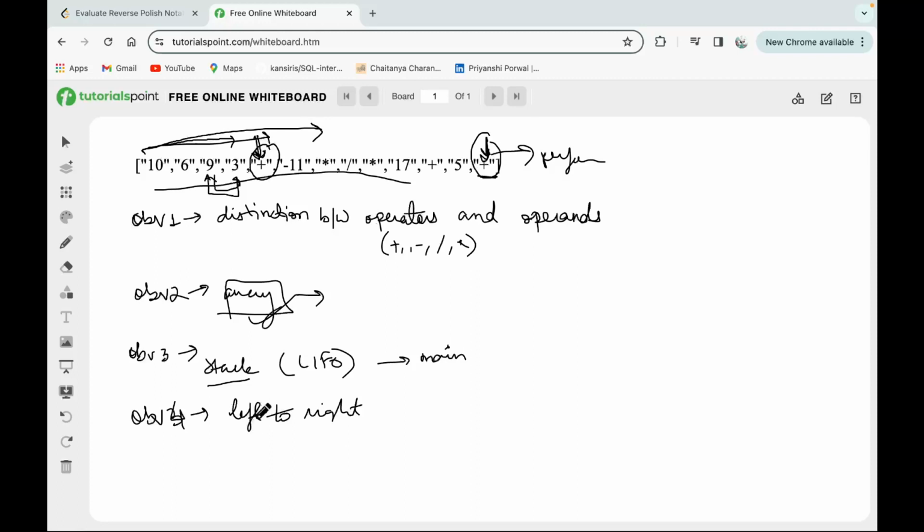Now let's put them all together and understand the approach of the question. The main observation is the stack, right? Identifying that stack is the data structure that we are going to use here. And the reason is because we have to get the last two operands. So what we will do is iterate this particular array, right? So again, observation one comes into play, the distinction between operators and operands. If we get to an operand, right, we will be storing it inside of our structure. So here I'll just write store number somewhere.